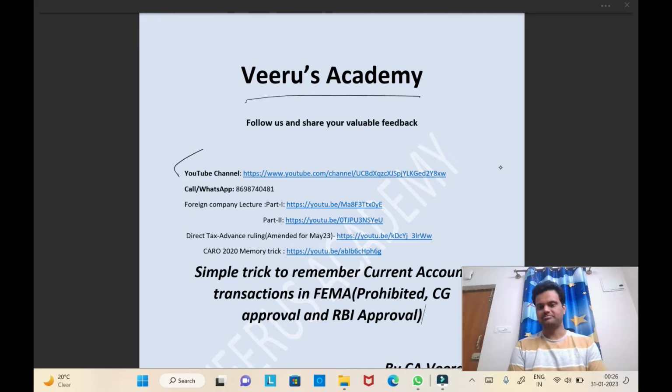How are you all? Today we're going to discuss one of the most important topics in FEMA, that is paper number 4, Corporate and Economic Laws, as well as paper number 6D, that is Economic Laws. For both of these papers, this is very important. Both of these papers had FEMA. So what we are going to discuss today is a simple trick to remember current account transactions in FEMA.